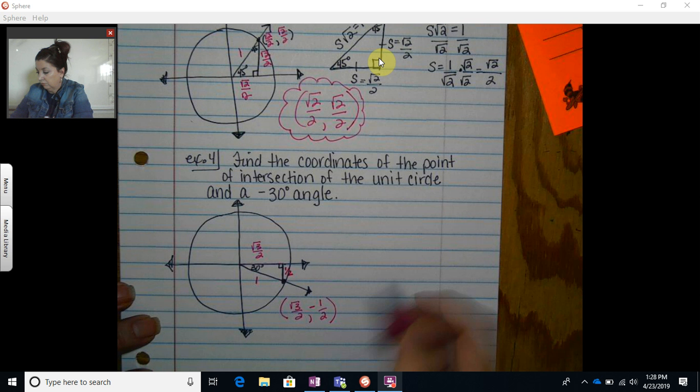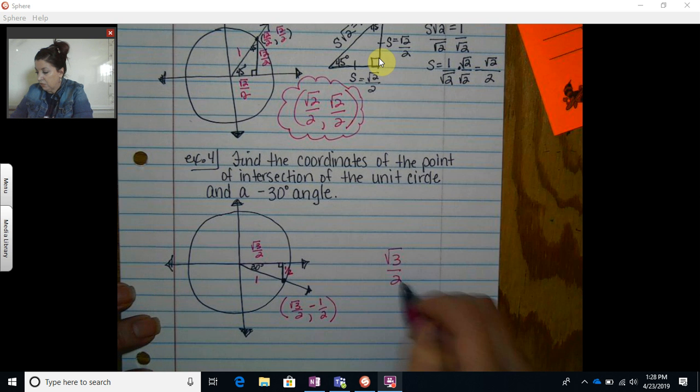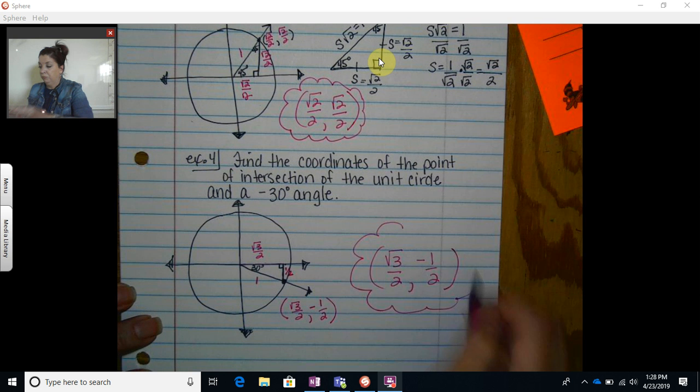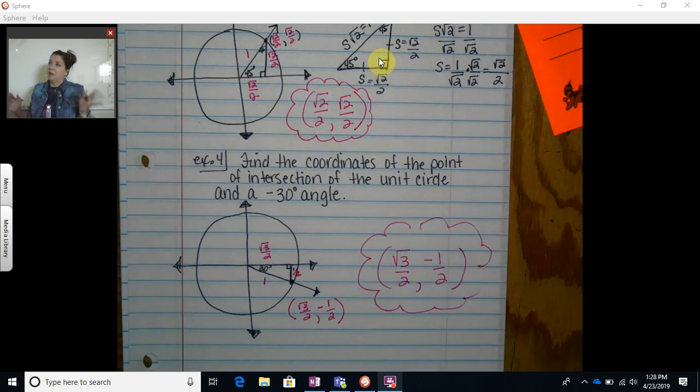Once you know what those side lengths are of the 30-60-90 and the 45-45-90, then it's pretty easy because you don't do that math every time. It's always the same, right? You just have to know which angle is across from which leg, and you have to have all that correct. And then that's easy.